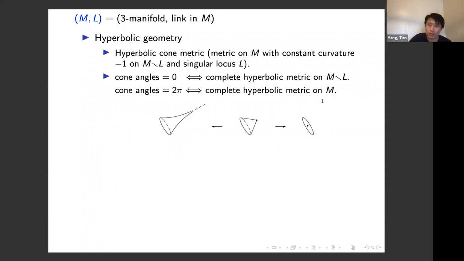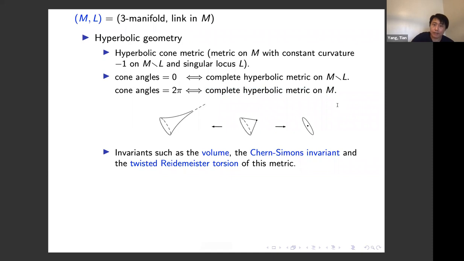We can look at this picture. So here we have a cone singularity along the link. When the cone angle becomes zero, we have a cusp here. And that gives a complete hyperbolic metric on the complement. And when the cone angle becomes 2 pi, then this point becomes a smooth point, and then we have a complete hyperbolic metric on the whole manifold. So cone metrics may interpolate the complete metric on the complement and the complete metric on the ambient manifold.